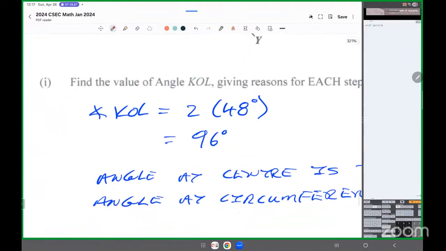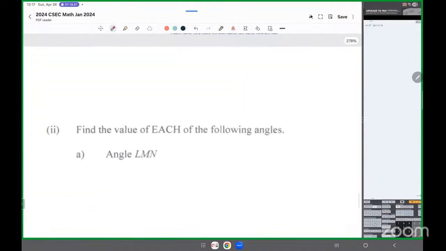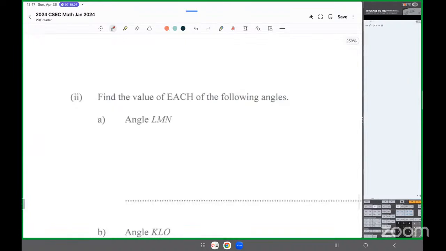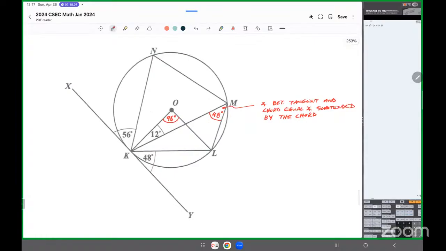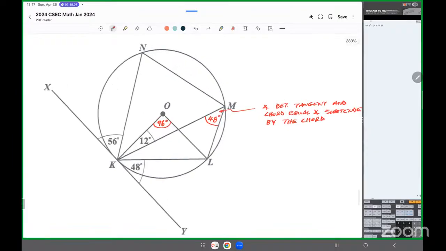All right, 96 degrees. Now down here, I just want to calculate these angles, and I really need to put a reason under that. We're going to put reasons too. Angle LMN. Where is that? Angle LMN. That's everything across here we want. Angle L and all that. So we might need to find this one first so we can add on to the 48. All right, let's do that.